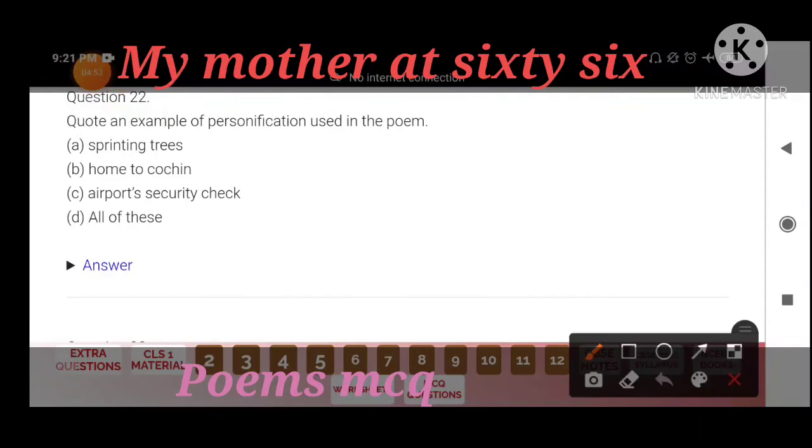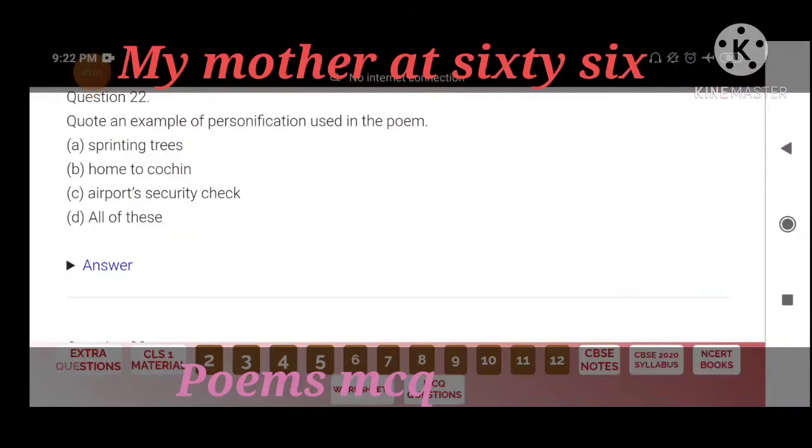Next one. Quote an example of personification used in the poem. Sprinting tree, home to Cochin, airport security check. All of this, the answer is sprinting trees refer as personification in the poem.